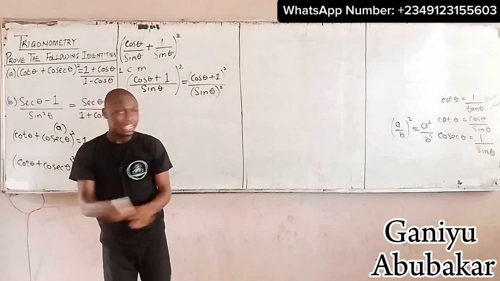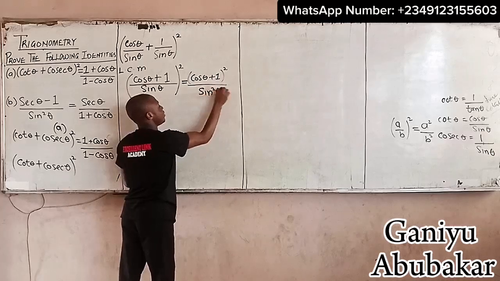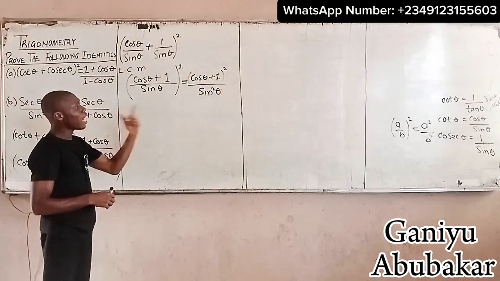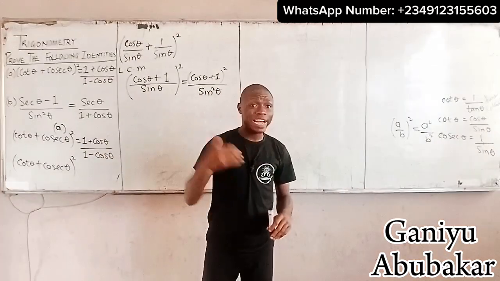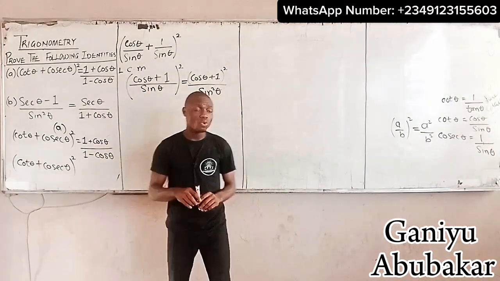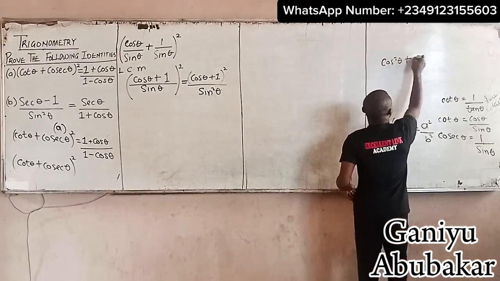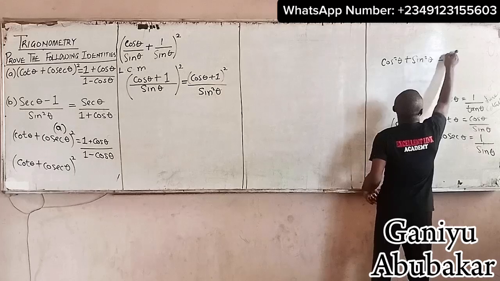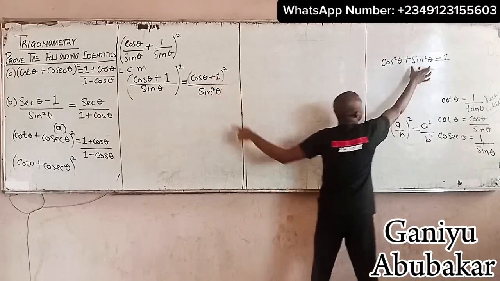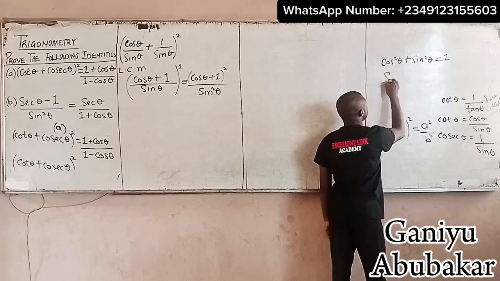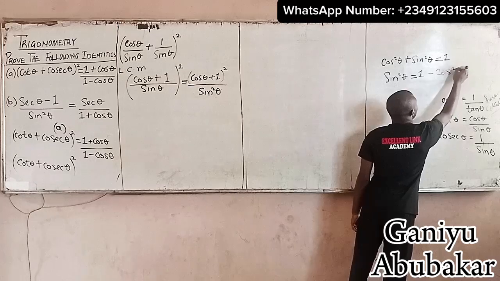Sine square theta. So per se, I'll write that as sine square theta. So I have this one here. At this point, before now, we discussed the concept of trigonometry identity. There are three formulas. Recall that cos square theta plus sine square theta is equal to 1. Making sine square theta the subject, I get sine square theta equals 1 minus cos square theta.